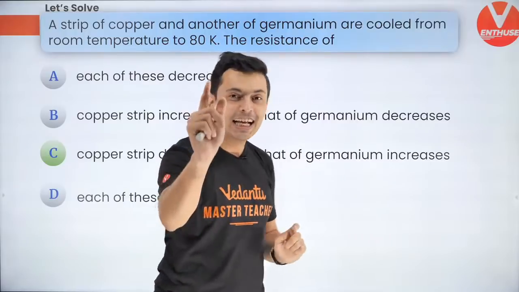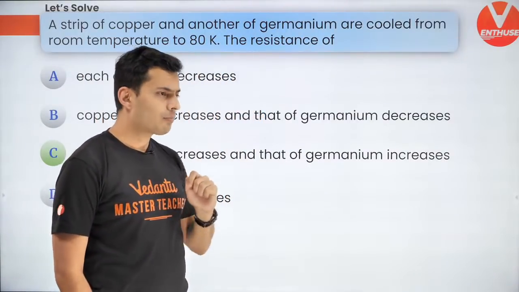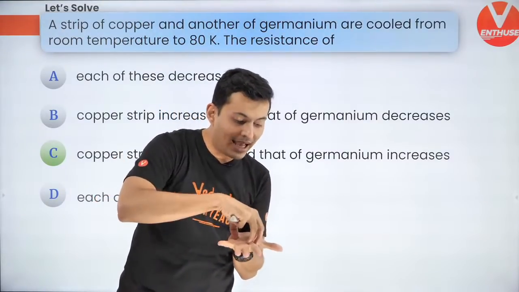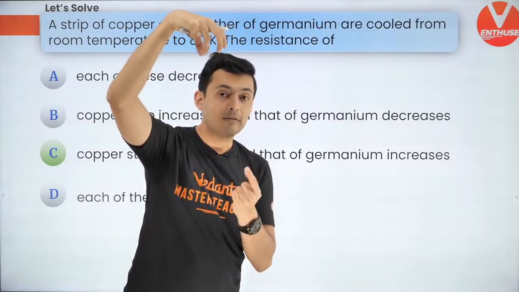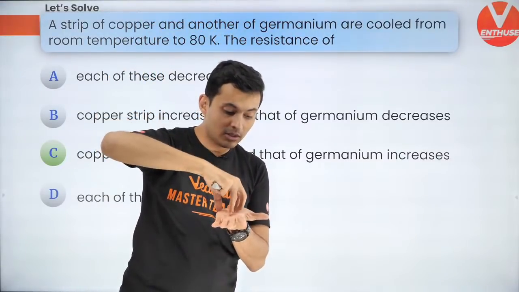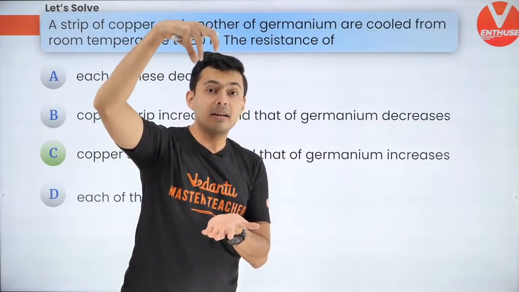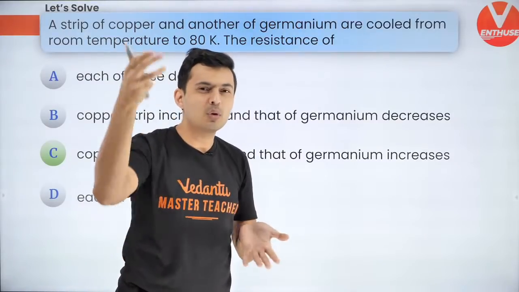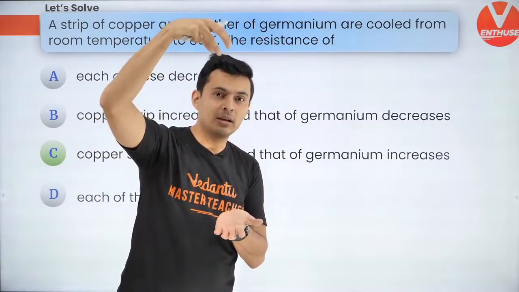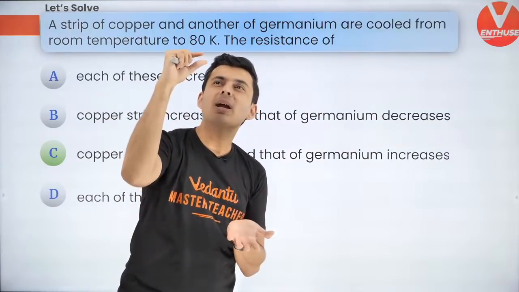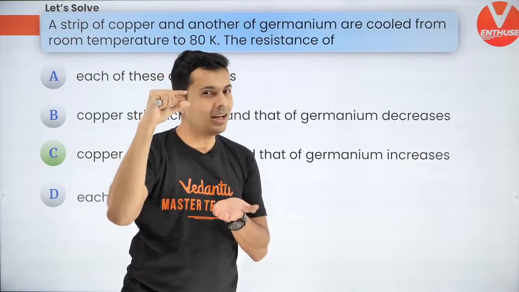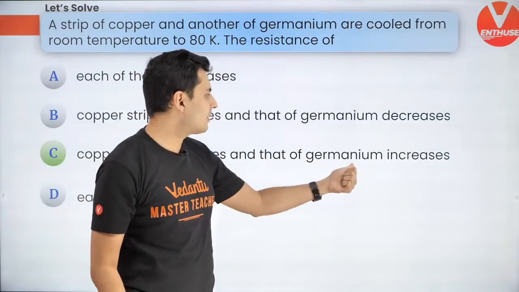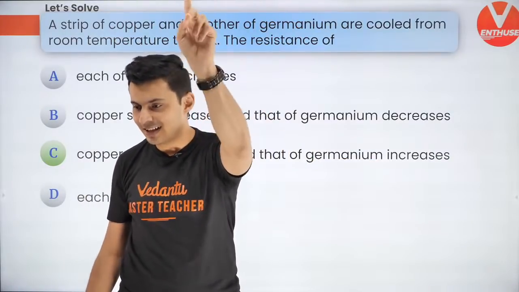Okay, don't worry. Great. But for a semiconductor, when you heat it, the electrons from the valence band enter the conduction band, and they are only responsible for conduction. So obviously, if you cool it, the electrons which are jumping will no longer jump. There will be very few electrons in the conduction band. If there are few electrons in the conduction band, conductivity will go down, resistance will go up. So that's why for germanium, it increases. Is that clear? Very good.